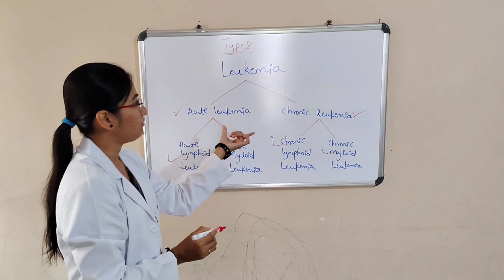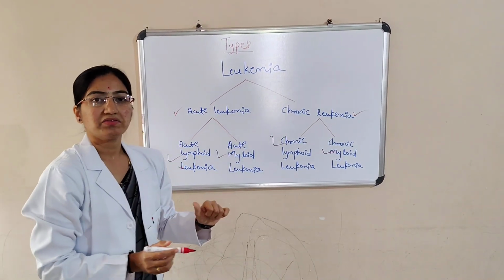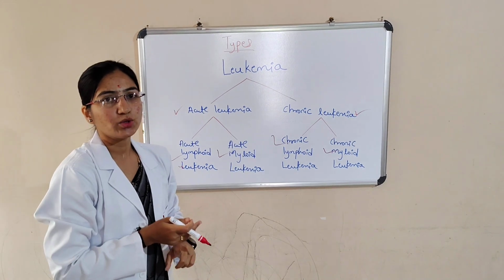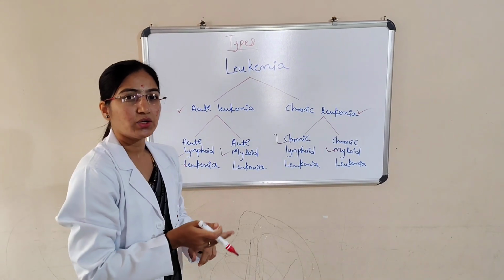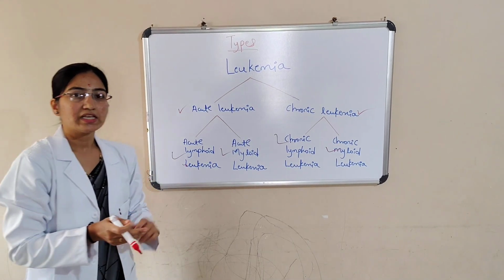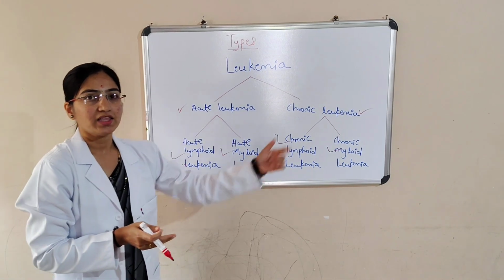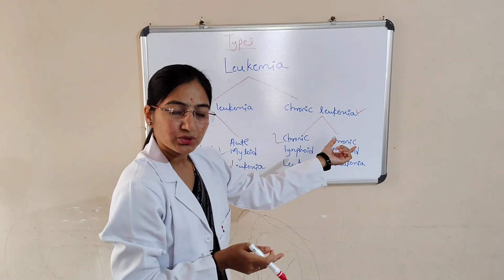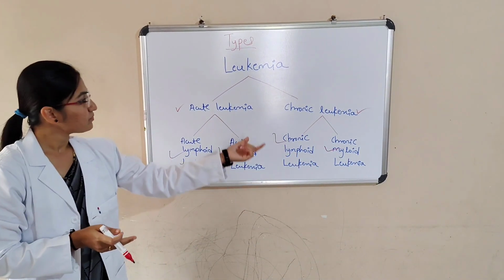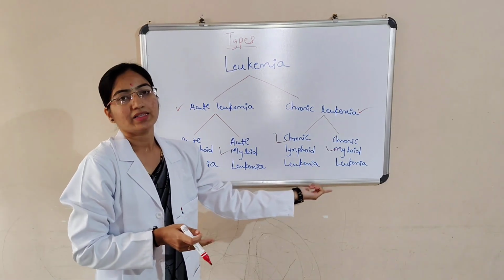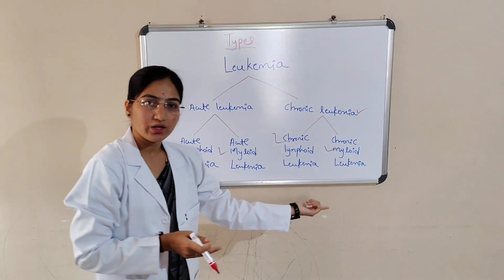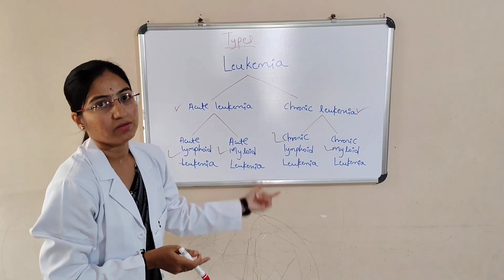These are the types. Leukemia is divided into two types: one is acute, another is chronic. Acute is divided into acute lymphoid and acute myeloid. Chronic leukemia is also divided into two types: chronic lymphoid leukemia and chronic myeloid leukemia. These are the types of leukemia.